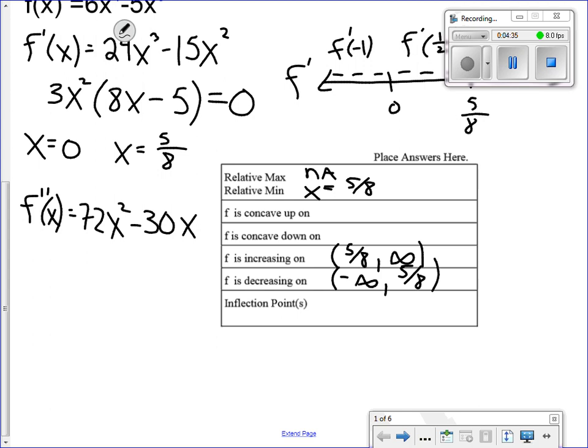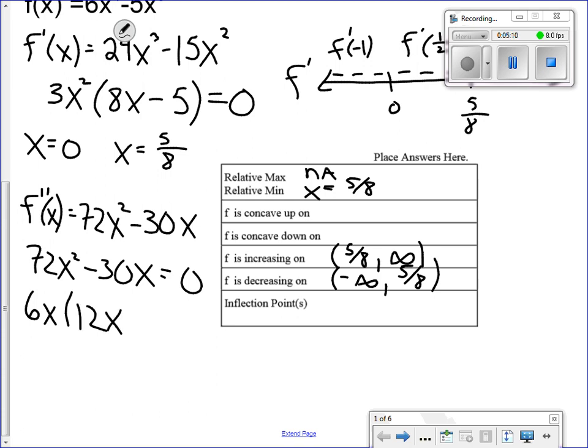Again, we want to know when the second derivative is positive or negative, and that also can only change sign when it's either 0 or undefined, and it's always defined. So we want to see when it's 0. So to find that out, we set it equal to 0 and factor. Okay, and when we set the 72x squared minus 30x equal to 0, we see we can factor out a 6x. And for that, it would be the other factor you'd get by dividing by what you pulled out. So it would be 12x minus 5.